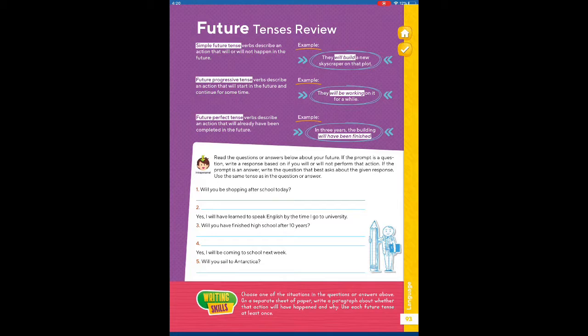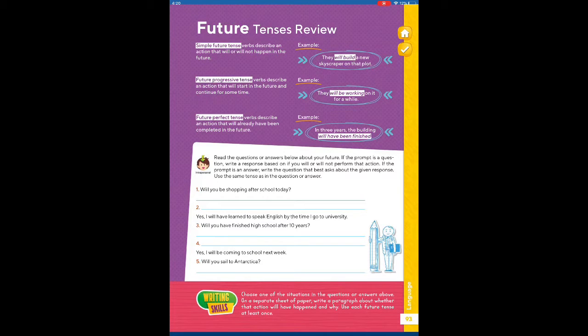Simple future tense verbs describe an action that will or will not happen in the future. Example, they will build a new skyscraper on that plot. My students will never forget me. My mom will always make me the breakfast, for example.